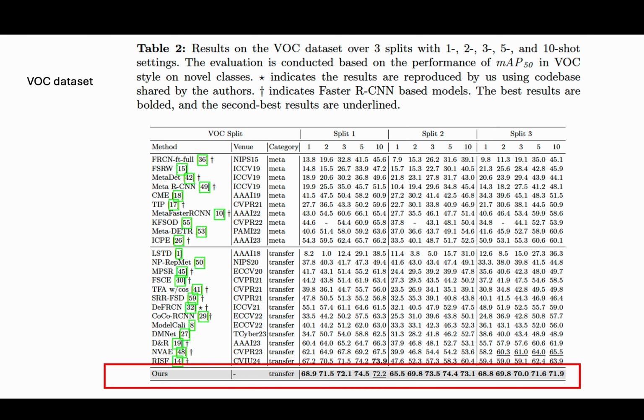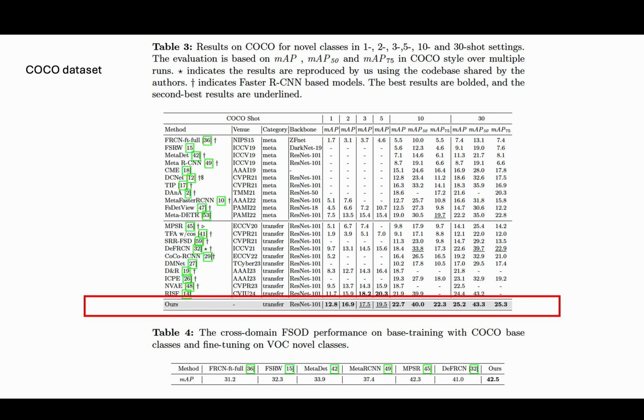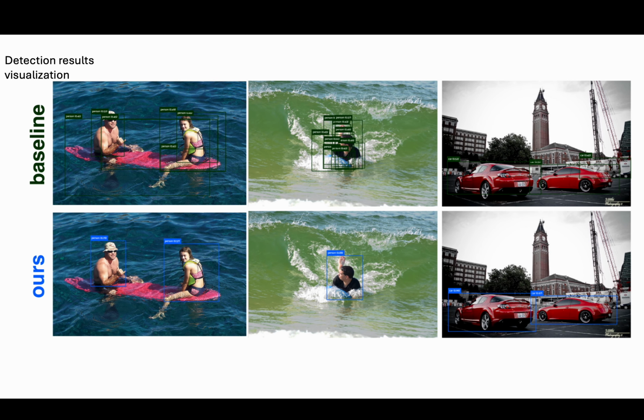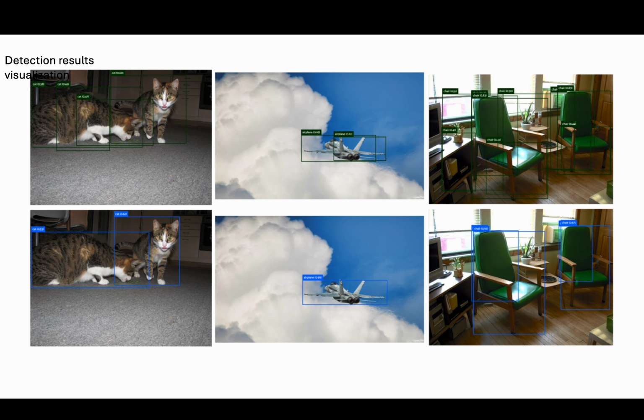The experimental results demonstrate that the proposed method achieves state-of-the-art performance on benchmark datasets. We further illustrate the detection results of both the proposed method and the baseline in this figure. Our method demonstrates superior IOU scores in terms of localization and higher detection scores in terms of classification.